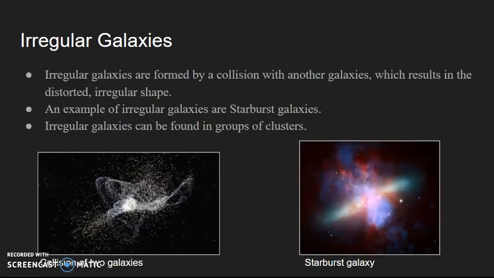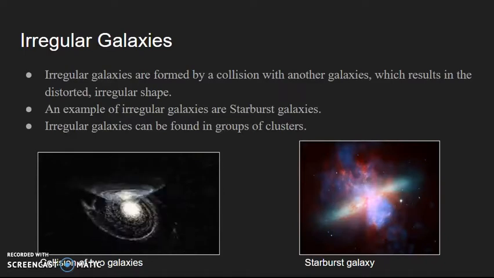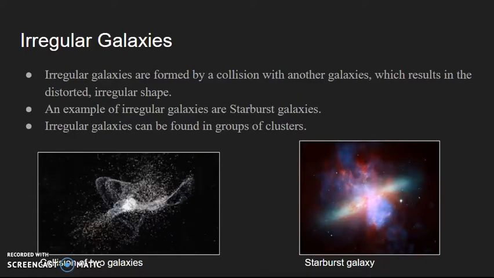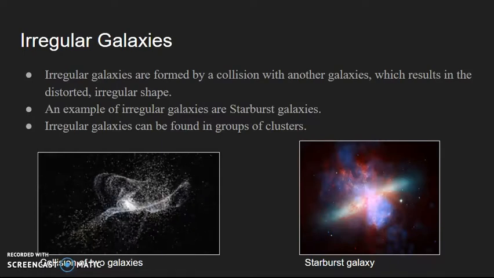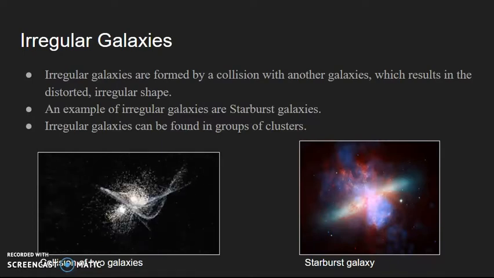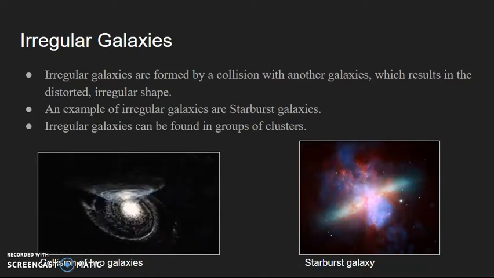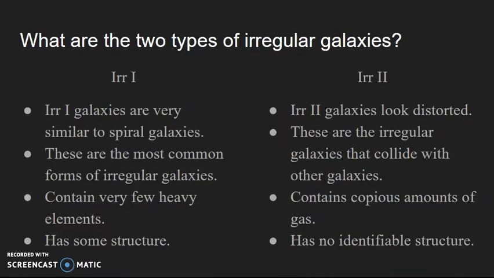Irregular galaxies. Irregular galaxies are formed by a collision with another galaxy, which results in the distorted irregular shape. An example of irregular galaxies are starburst galaxies. Irregular galaxies can be found in groups of clusters. There are two forms of irregular galaxies, irregular 1 and irregular 2.